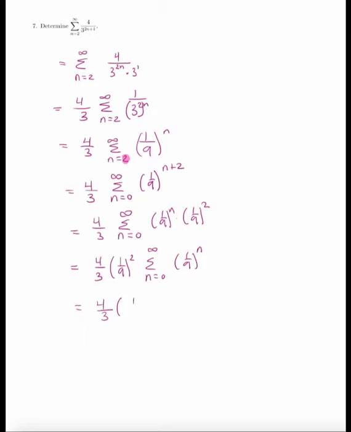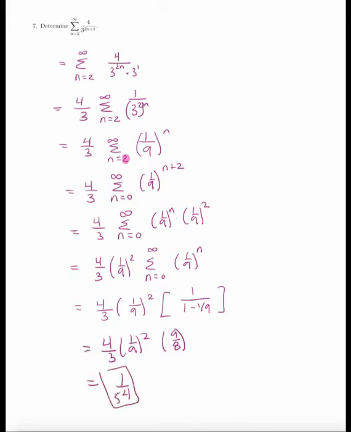So I still have 4/3 times 1/9 squared, and for the sum of this geometric series I get 1 over 1 minus 1/9. That ends up being 4/3 times 1/9 squared times 9/8. And then if I simplify, I end up with 1/54. So the sum for this series is 1/54. And we used our rule for the sum of a geometric series, but we had to make sure we got it in standard form first.